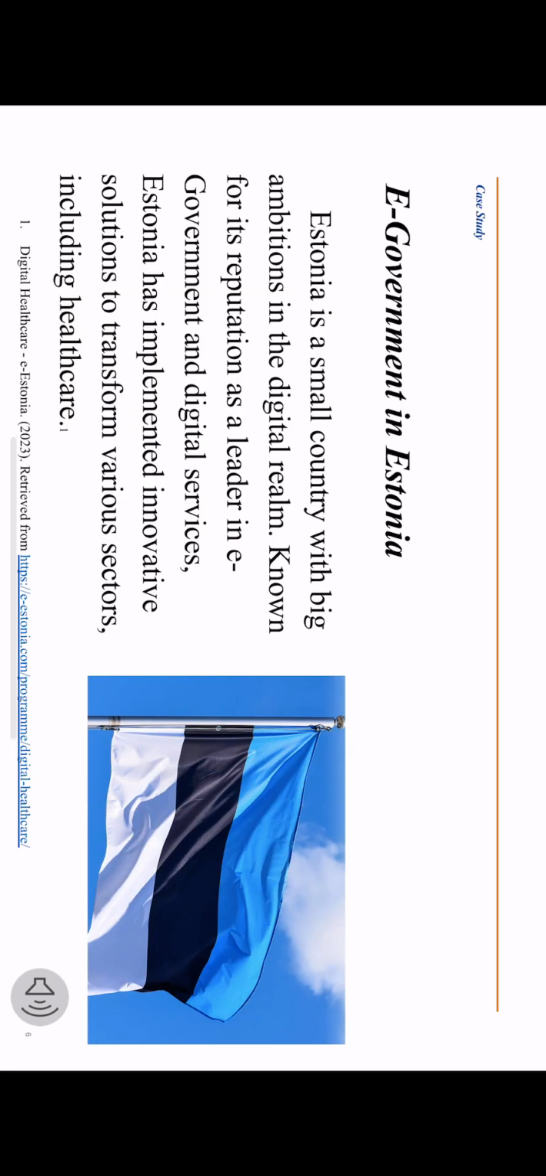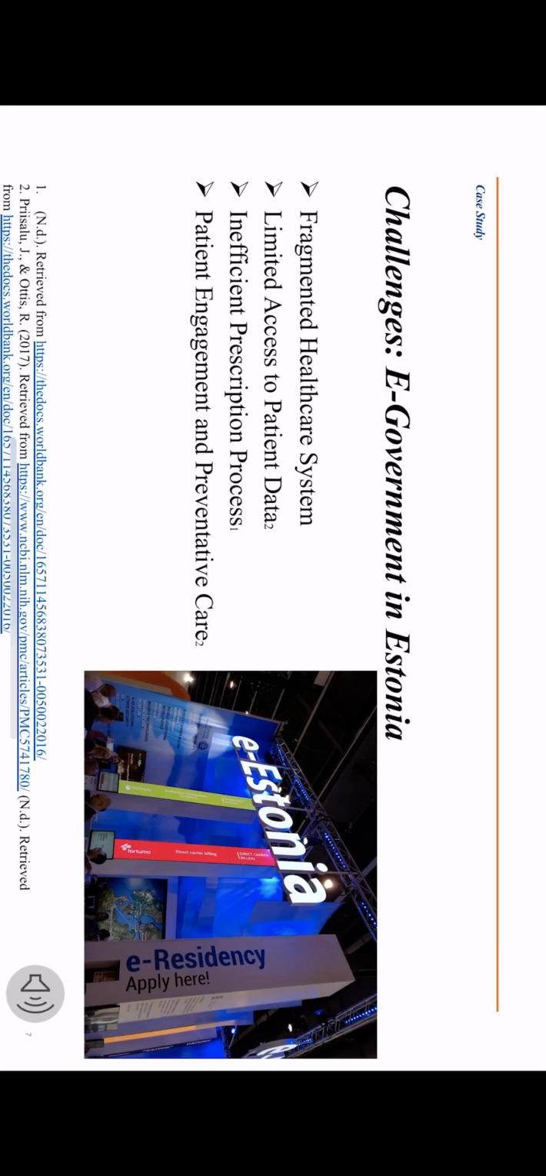We conducted a case study analysis focusing on Estonia's healthcare transformation through e-government initiatives. We explored the challenges faced by the healthcare sector prior to the implementation of these initiatives, the solutions that were developed to address these challenges, and the positive impact that e-government had on their healthcare services in general. Despite Estonia's small size, they are known for being a world leader in the use of e-government digital services. We began by highlighting the four main challenges Estonia faced within the healthcare industry.